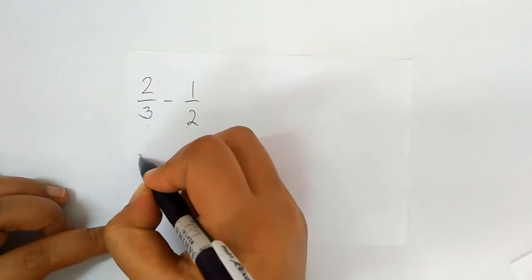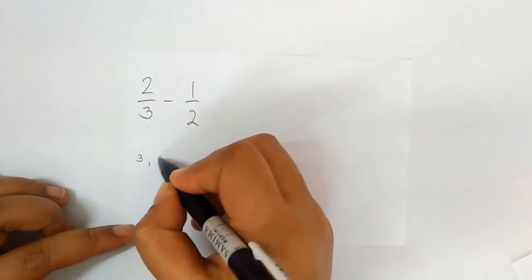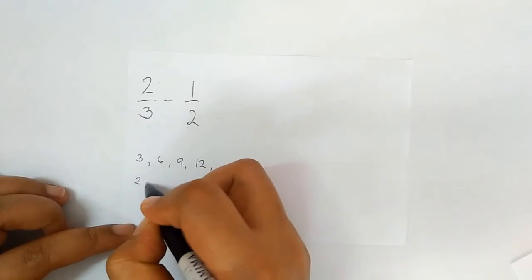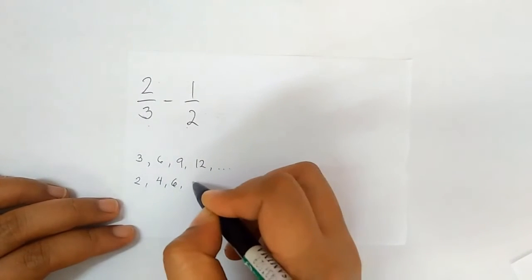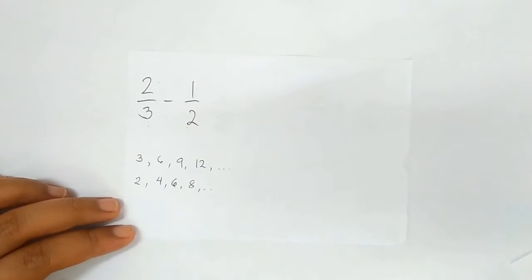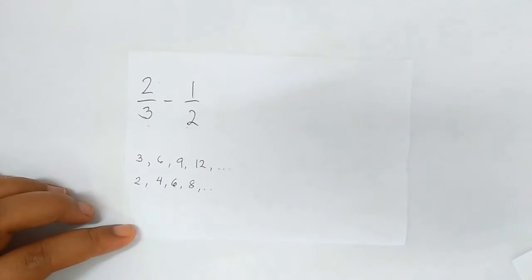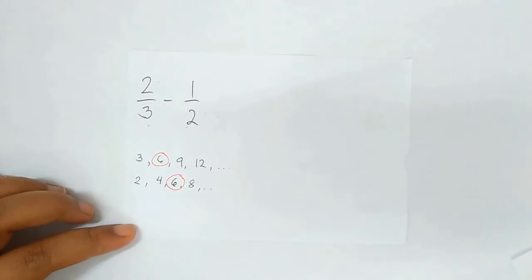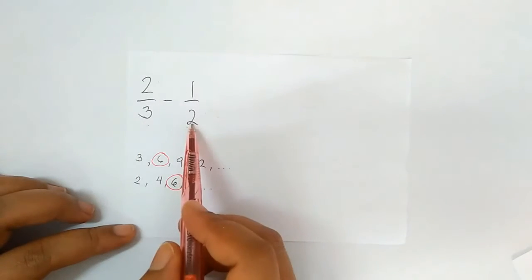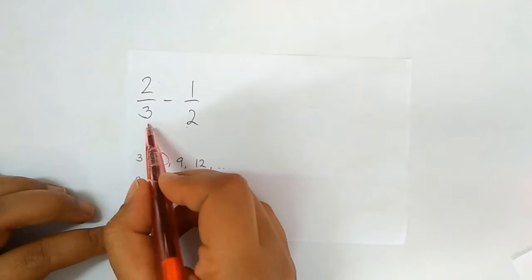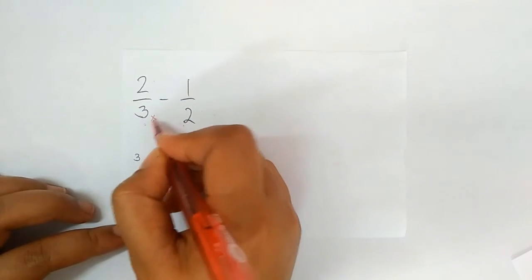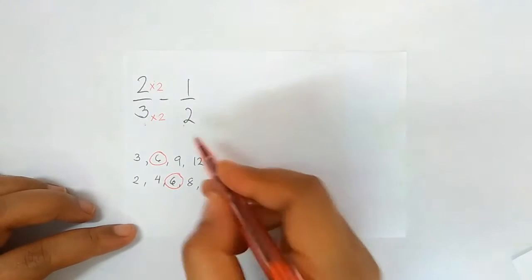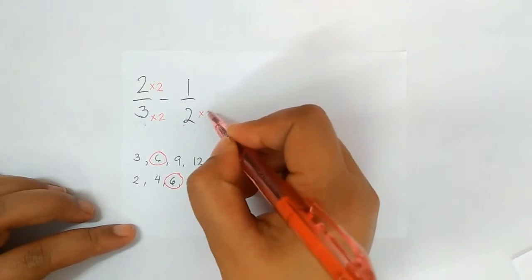So we're going to write the multiples of 3. 3, 6, 9, 12, and 2 also. 2, 4, 6, 8. Yes, very good. You're going to stop if you can see the same number in the multiples of 3 and 2. So we have 6 as the least common multiple. It means the denominators, you're going to make into 6. 3, how to make it into 6? By multiplying by 2. Same with the numerator. How about 2? Yes, multiply by 3.